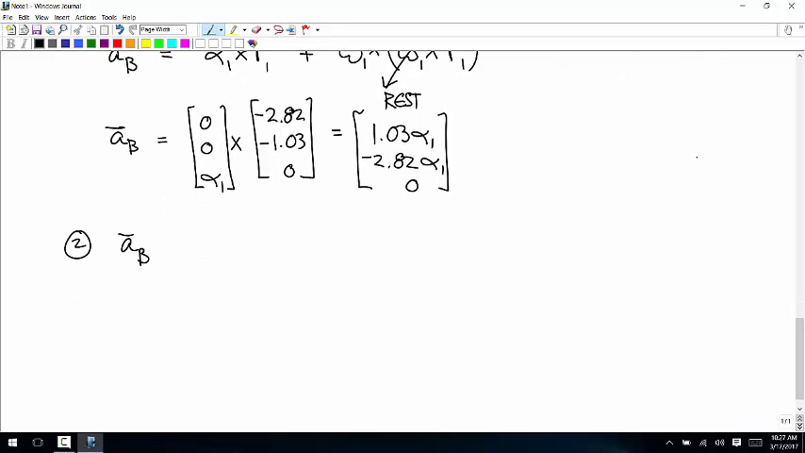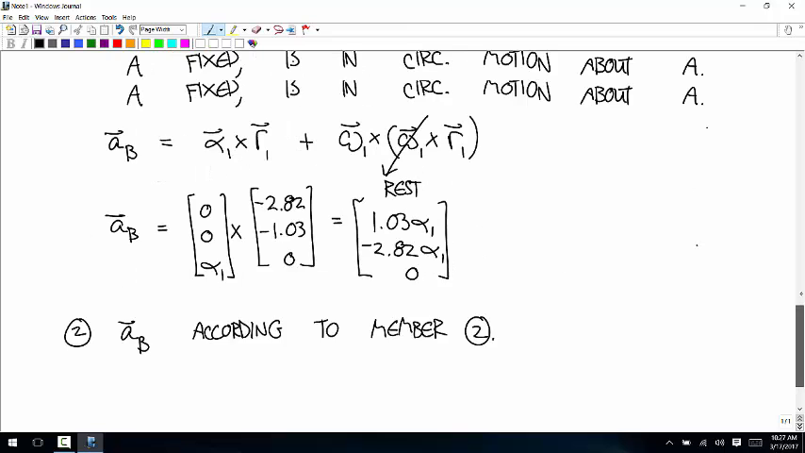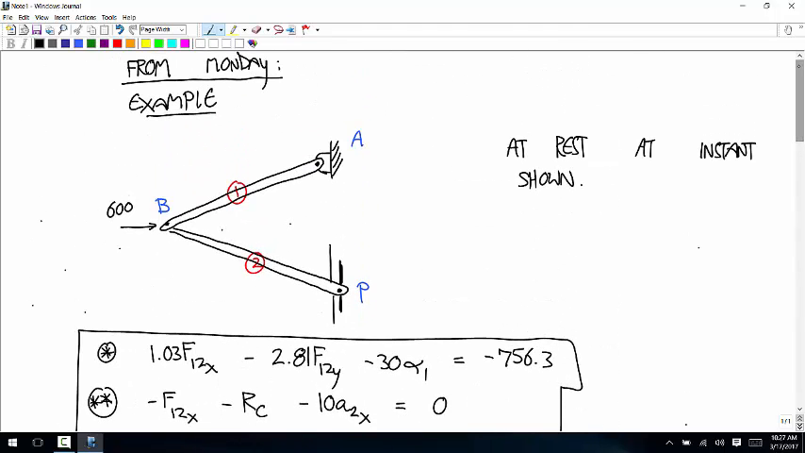So acceleration of B according to member 2. Okay, so look at what's happening here. Member 2 doesn't have a fixed point, right? Every point on member 2 is moving. So we can't treat this as just a pure circular motion. So how am I going to represent the acceleration of B in terms of member 2? And remember, we want to do it using only variables that have already come up in our 4 equations.